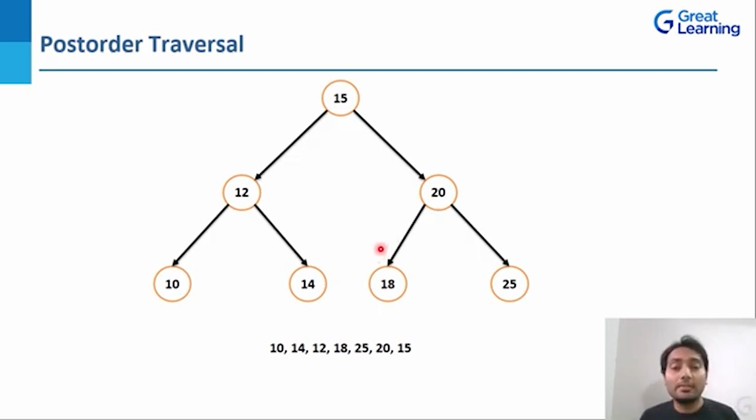Now what are we left with? We are left with our root node, which is 15. So finally we are noting down 15 in our list. So this is how you are going to traverse a tree using post order fashion.